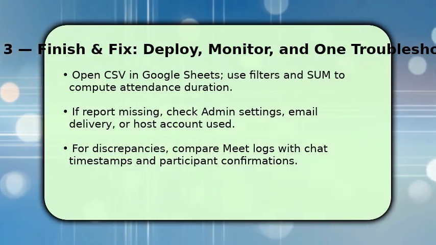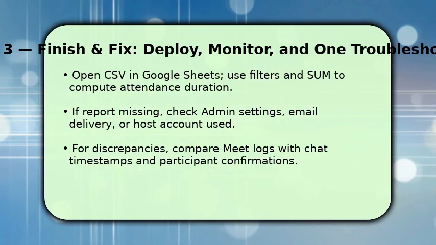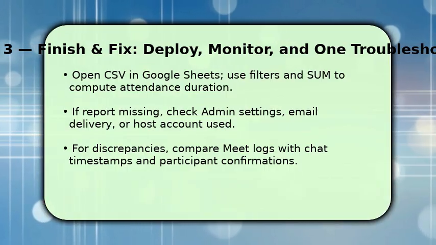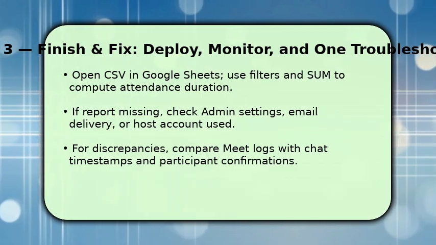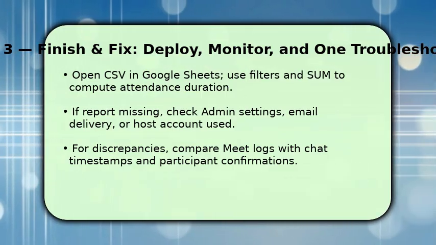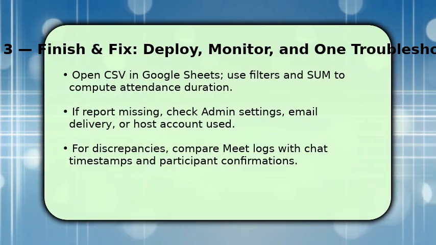If the report is missing, make sure you hosted the meeting with the Workspace account that has reporting enabled, check spam for automated emails, and confirm admin console policies. If numbers look off, cross-check Meet chat and session logs. These help resolve gaps when participants reconnect.